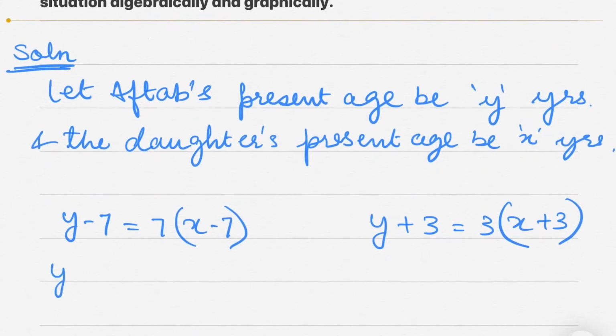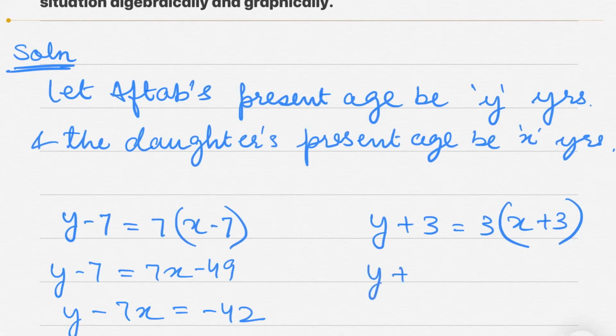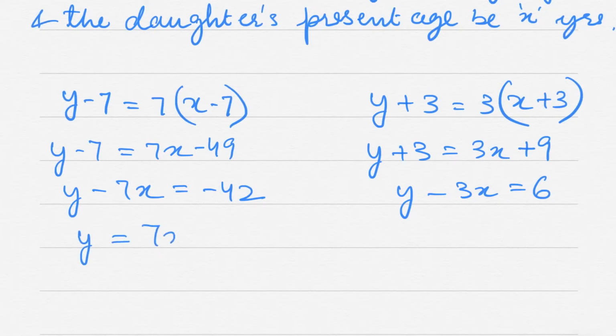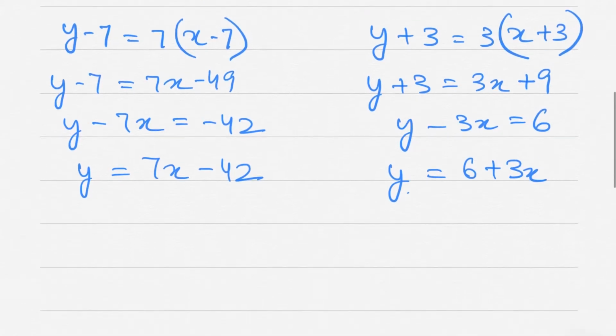Let's solve it now. So y minus 7 is equal to 7x minus 49, or y minus 7x is equal to minus 42. And on this side I have y plus 3 is equal to 3x plus 9, or y minus 3x is equal to 6. So y is equal to 7x minus 42, and here y is equal to 6 plus 3x. Now these are the two algebraic representations. Let me find out the coordinates.